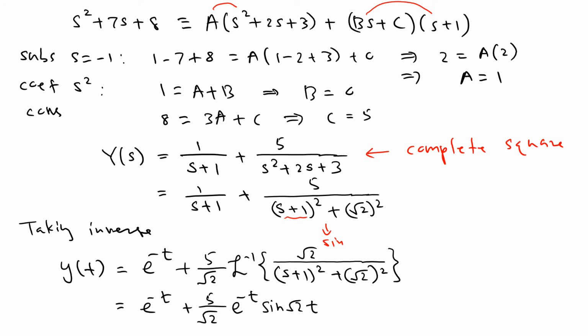So that's it. That's the solution to the initial value problem. We used the completing square method for that. So that's the completing square part. Okay, good.